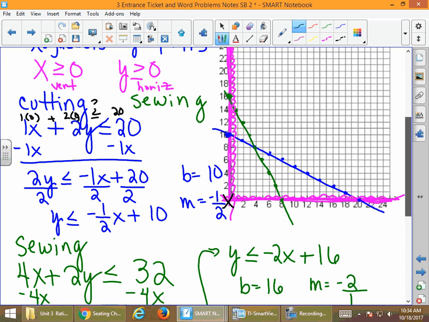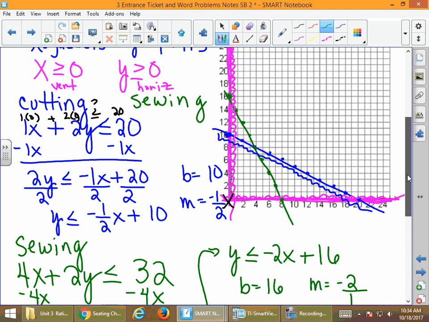Well, 1 times 0 is 0. 2 times 0 is 0. Is 0 less than or equal to 20? So we're going to shade where the x is, the black x is, which is kind of underneath. And for some of you, you just see it. Some of us don't just see it. If you can intuitively graph that, that's fine.